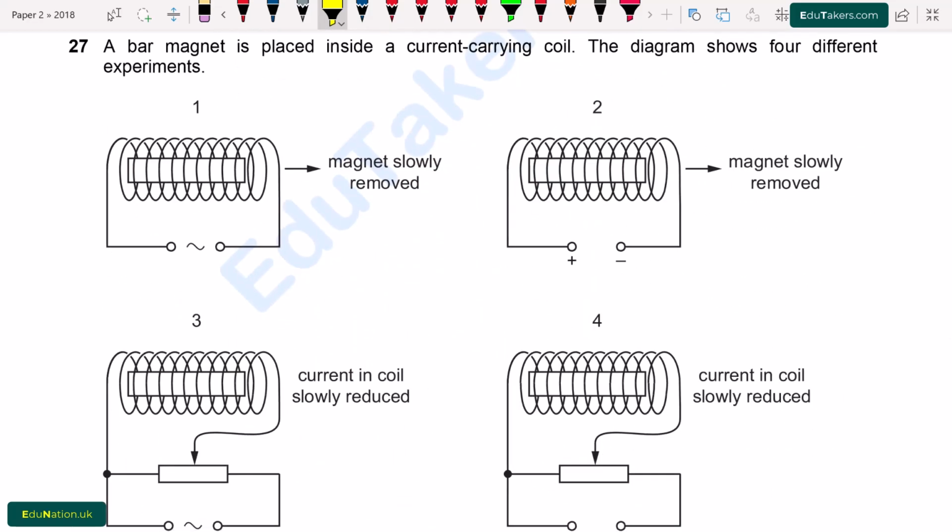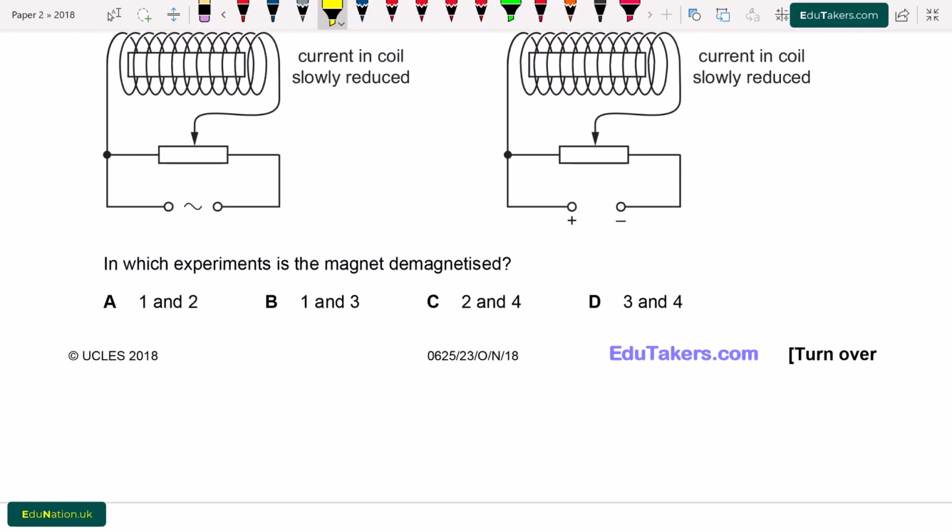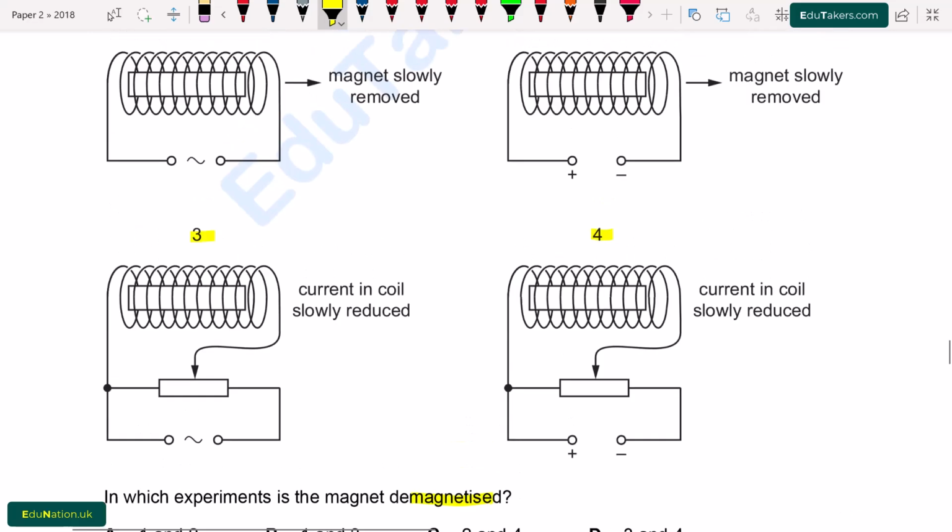Question number 27. A bar magnet is placed inside a current carrying coil. The diagram shows 4 different experiments. Here are 4 experiments: 1, 2, 3 and 4. In which experiment is the magnet demagnetized? So here we have to demagnetize the magnet.